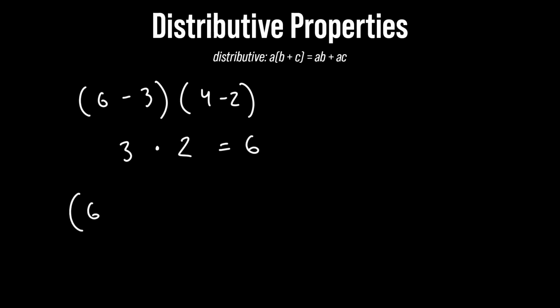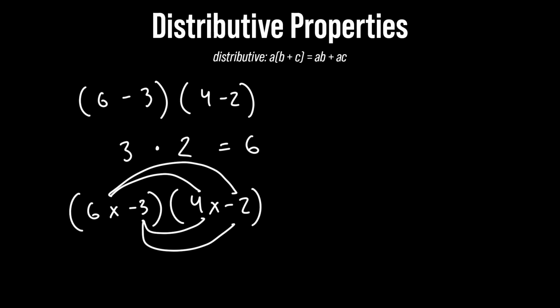Now, when variables come into play, that's when it becomes more complicated. (6x minus 3) times (4x minus 2). This one we can't solve without knowing what x is, but we can simplify it using the distributive property. In this case, we'd multiply first, second, first, second. That's how we'd multiply it out.